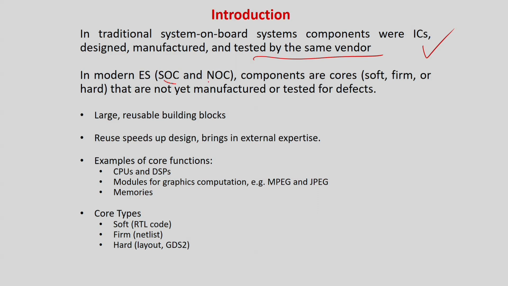So in modern embedded systems like NOC, SOC, the components are basically cores. So cores can be soft core, firm core and hard core, as I was saying. So basically what is a soft core? Soft core means you purchase the RTL design. So in this case, it's Verilog code given to you at the register transfer level. So slight modifications you can do based on your agreement with the vendor. There is something called firm core, which is a netlist. They will give you the gate level design.